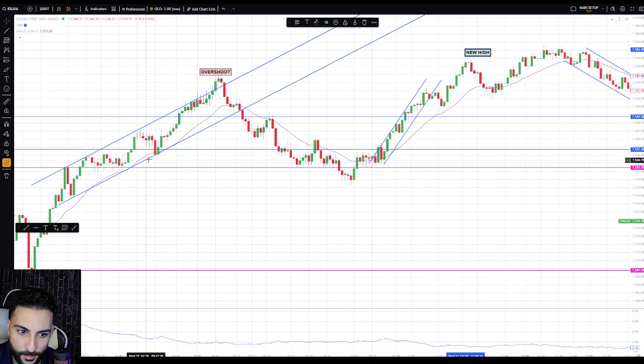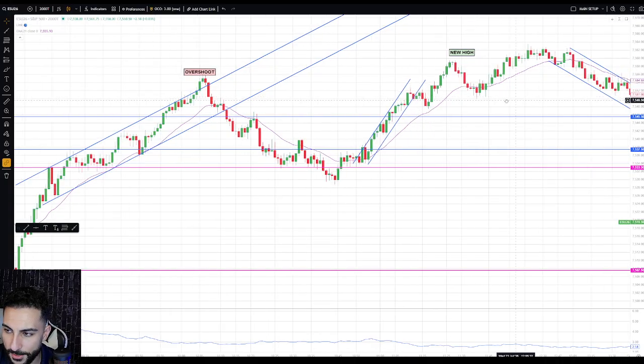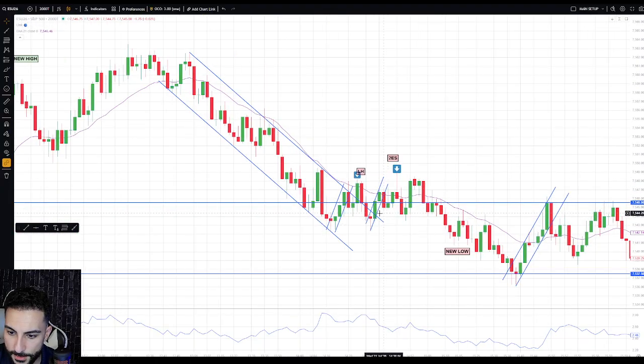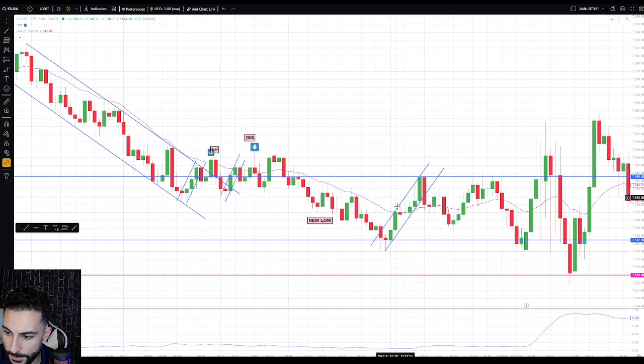As you can see, even on our way up, there's not really any setups at the EMA. Here too, we didn't even touch the EMA, just such strong momentum. But here definitely we got some good setups, and that was it for today.